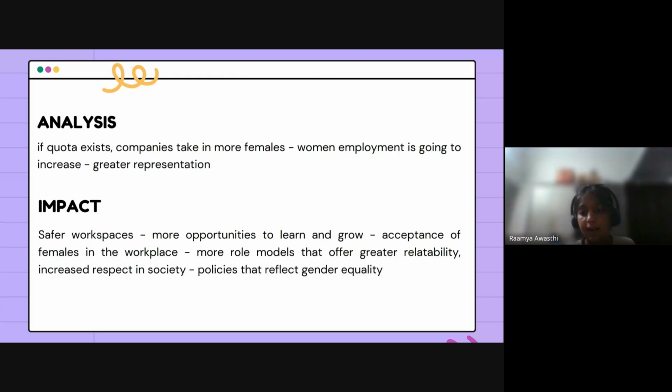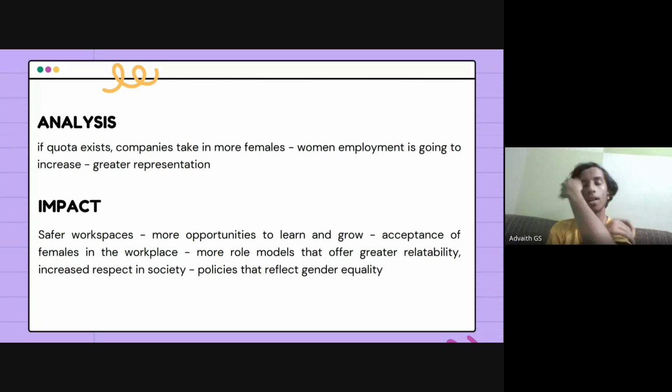Sir, I was asking whether this point can be part of the analysis: if the quota exists, companies will take more females, and there will be development of the country and the economy of the country.